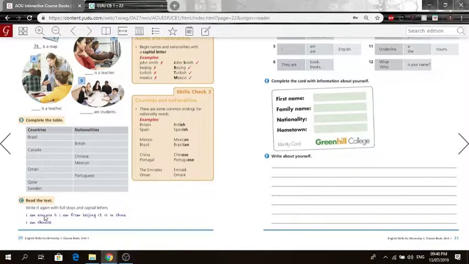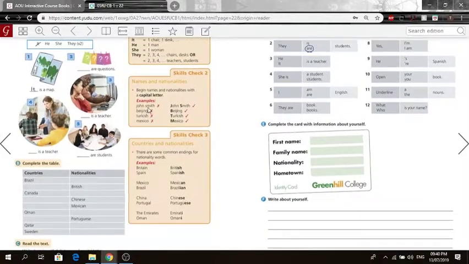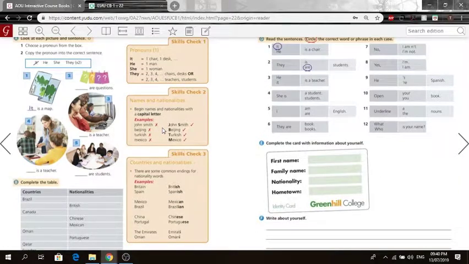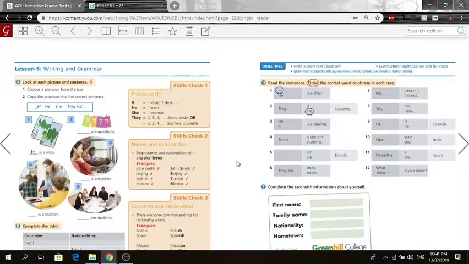His name, I'm not gonna even try and pronounce this. This is okay, but it's in capital, just so you know. Okay, so like he says here, I think he says it here too. So begin names and nationalities with a capital letter. So for example, John Smith, but the J and S are capital, okay? Beijing, but with the B capital. Turkish, T capital. Mexico, M capital, okay?